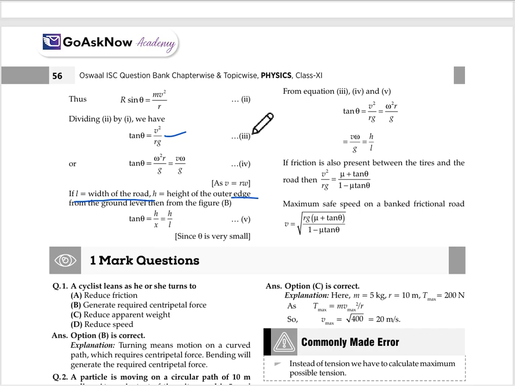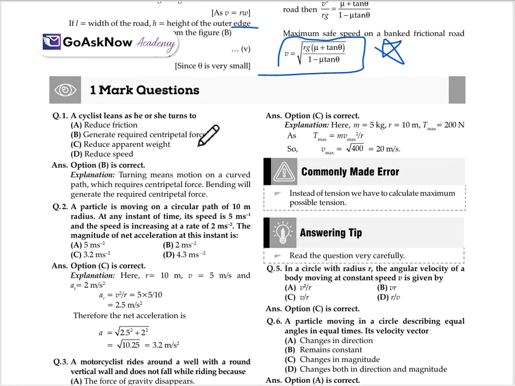So from the third, fourth and fifth equations, we can conclude tan theta is equal to h upon L. When friction is present between the tyres and the road, then v square upon rg is equal to mu plus tan theta upon 1 minus mu tan theta. So the maximum safe speed on the banked road with friction will be v equals under root of rg times (mu plus tan theta) upon (1 minus mu tan theta). This is an important expression. Now, on the basis of this topic, we'll go through some more objective-type questions.